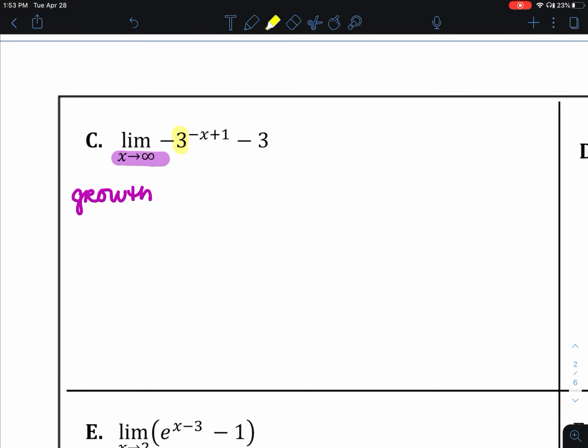Okay, second to that, we're going to look to see if we have any reflections. Reflections happen when we have a negative x or a negative value in front of the b value, which we have both, which means that this function is going to go from growth to decay to growth.